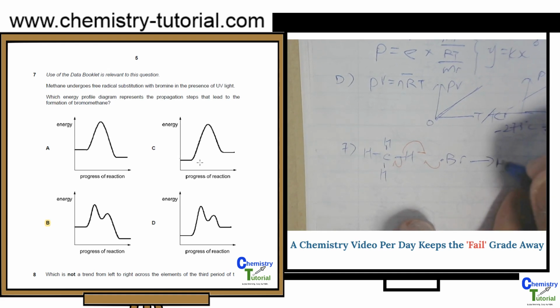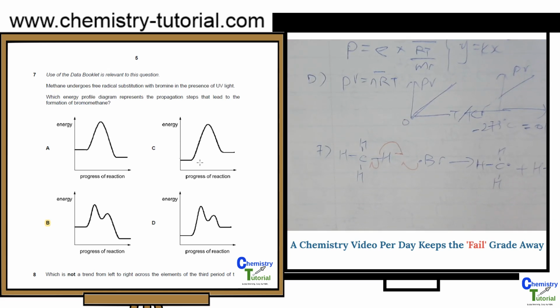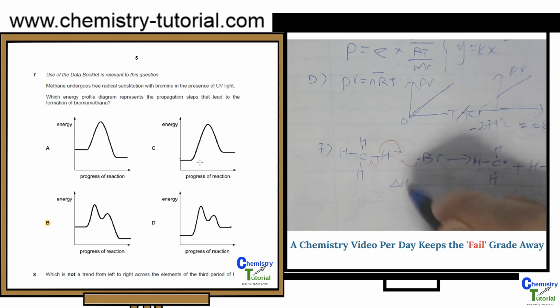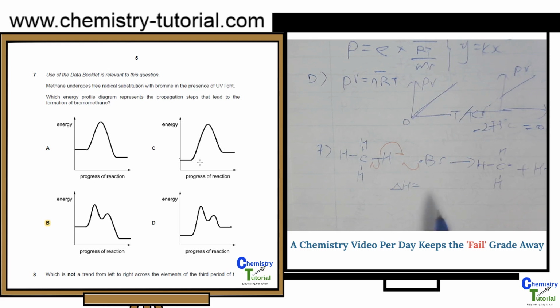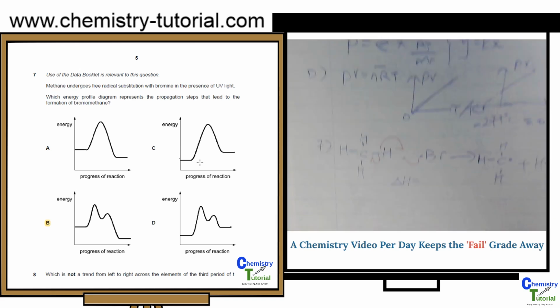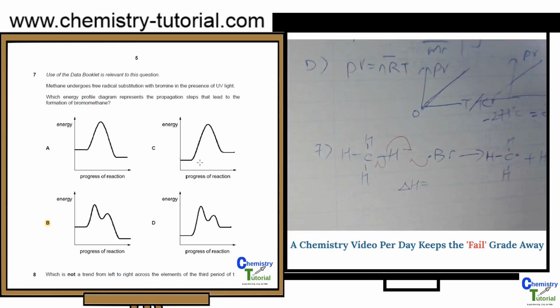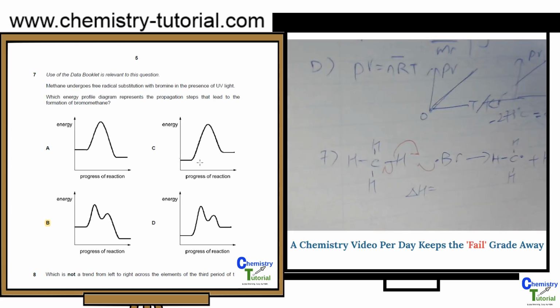What we have is we're going to get a methyl radical plus HBr. That means we need to calculate the enthalpy change for this case. The enthalpy change for this case is that you are breaking the CH bond. This is where we need to refer to our data booklet. Let's check the bond energy of the CH bond.